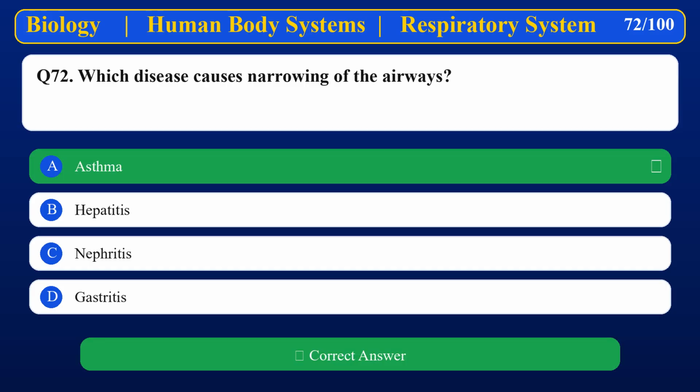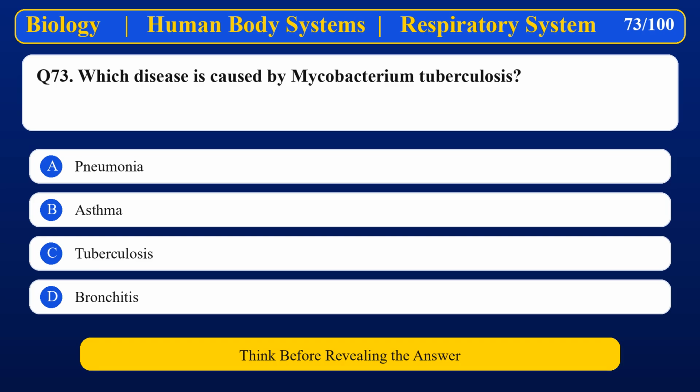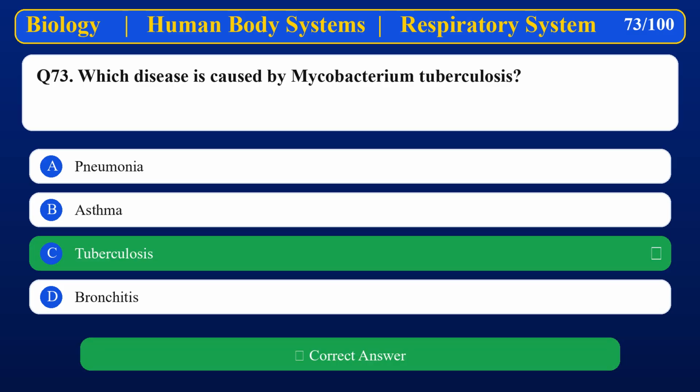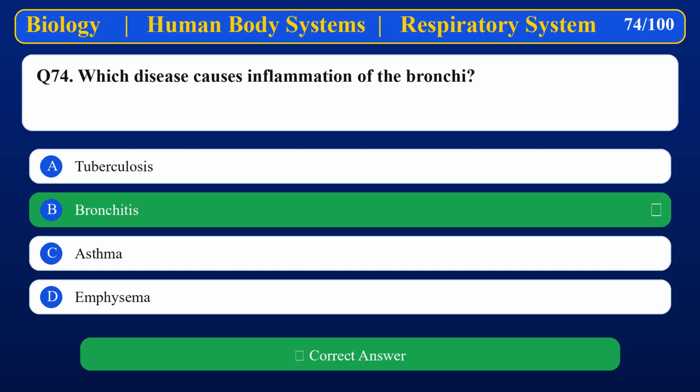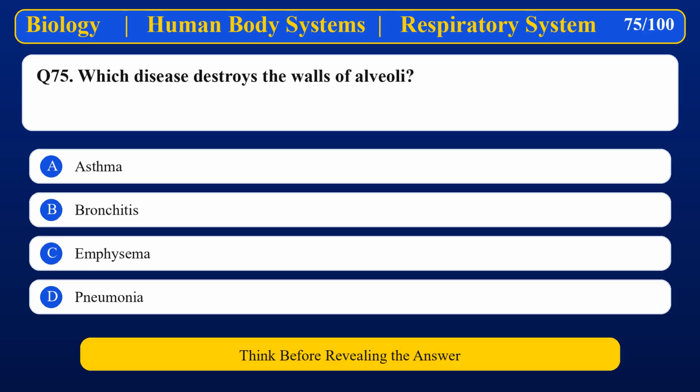Which disease is caused by Mycobacterium tuberculosis? Tuberculosis. Which disease causes inflammation of the bronchi? Bronchitis. Which disease destroys the walls of alveoli? Emphysema. Which disease is caused by inflammation of the lungs? Pneumonia.